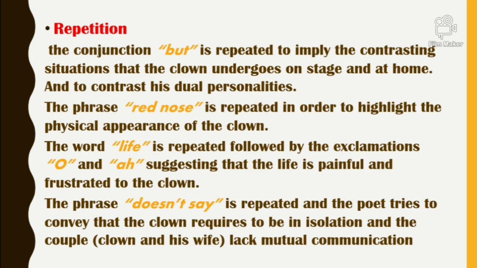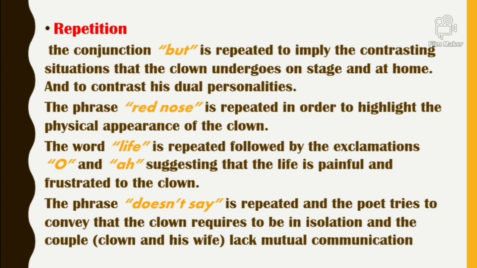In the poem, several phrases and words have been repeated. The first, the conjunction "but", is repeated to imply the contrasting situations that the clown undergoes on the stage and at home, and to contrast his dual personalities. So "but" is used several times as the poet wants to highlight that this person has dual identities, and he contrasts these two situations when he is on stage and at home.